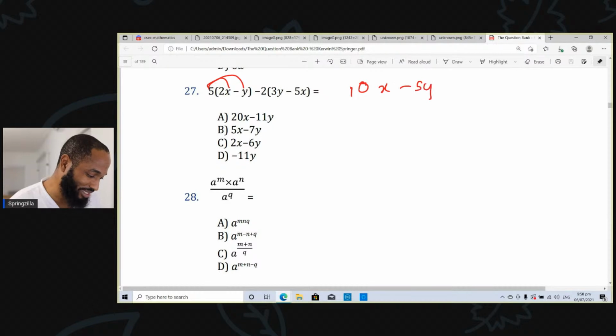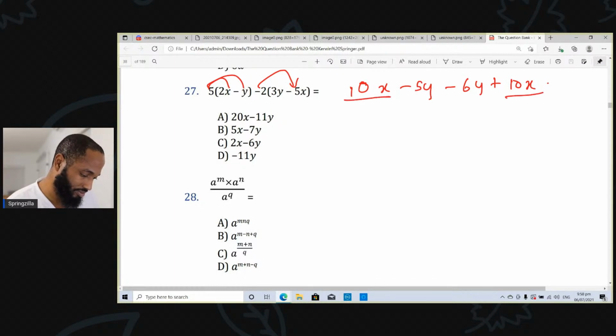Man living in the past. Minus 6y minus plus. Ooh, that's sneaky. Plus 10x. Rearrange. A is just the answer one time.